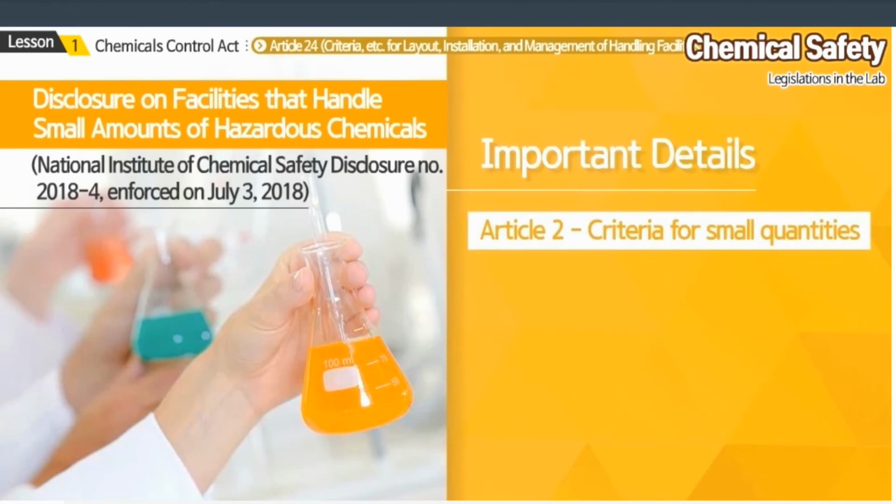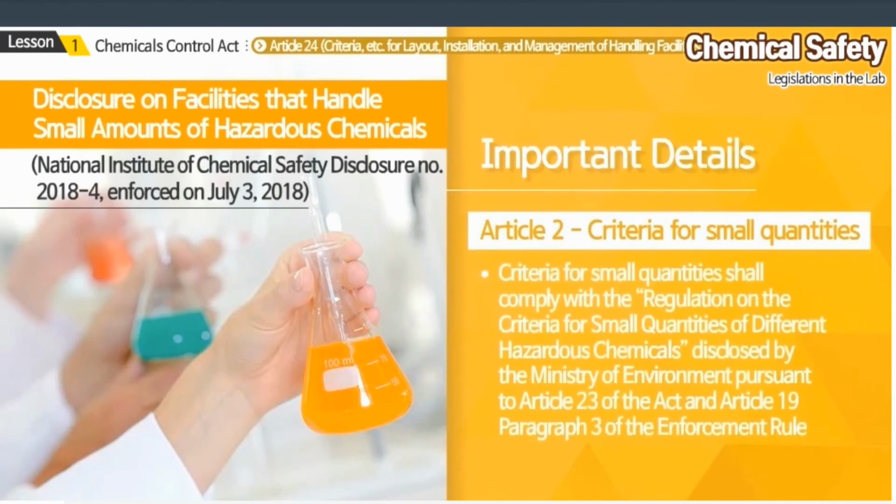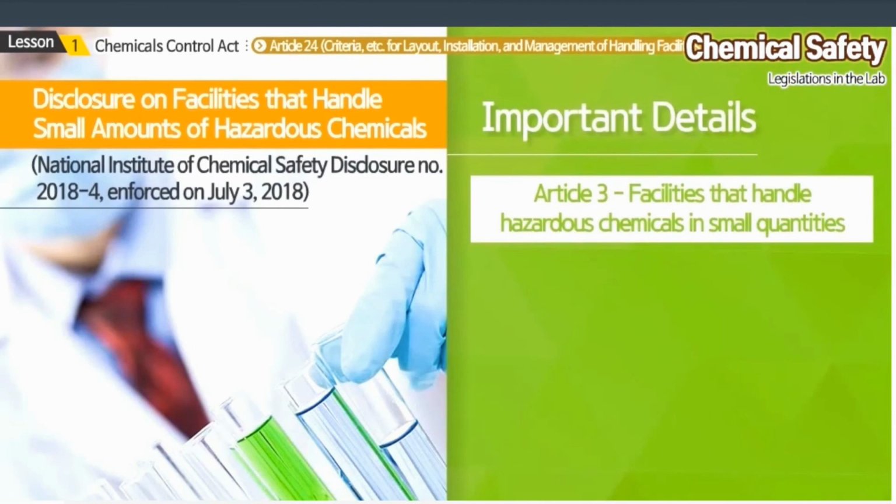The criteria for small quantities stated in Article 2 shall comply with the regulation on the criteria for small quantities of different hazardous chemicals, disclosed by the Ministry of Environment pursuant to Article 23 of the Act and Article 19, Paragraph 3 of the Enforcement Rule. According to Article 3, facilities that handle hazardous chemicals in small quantities.